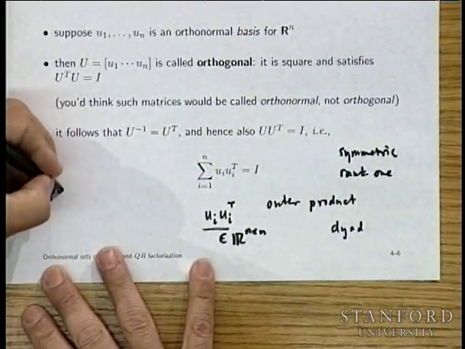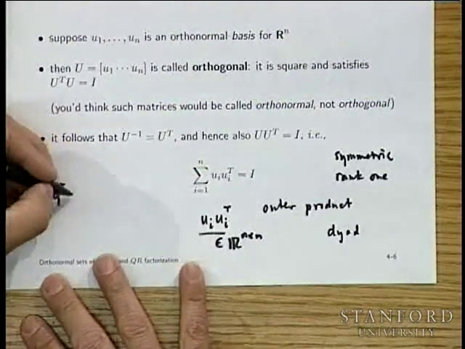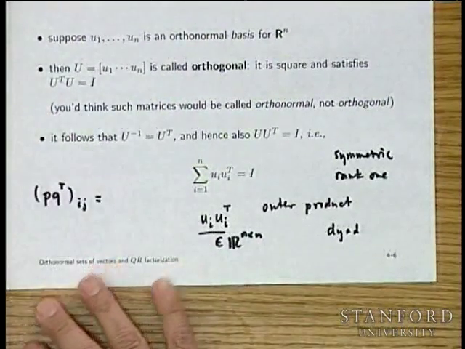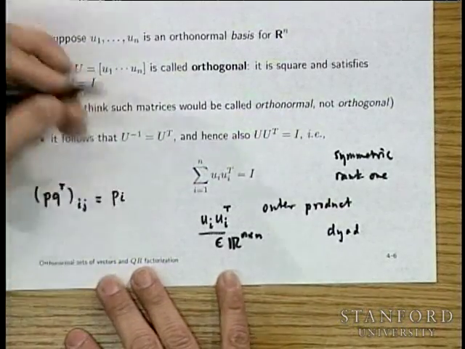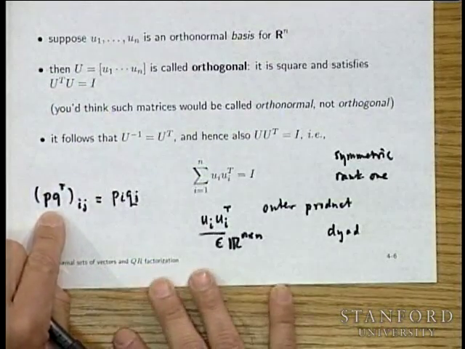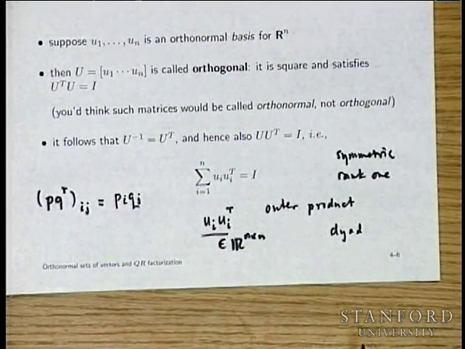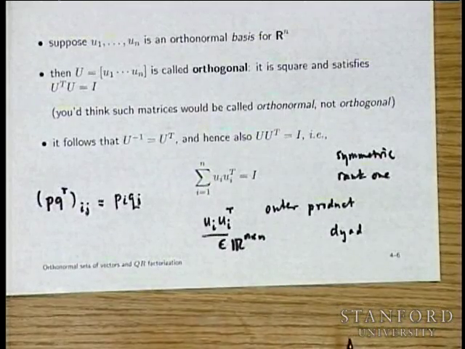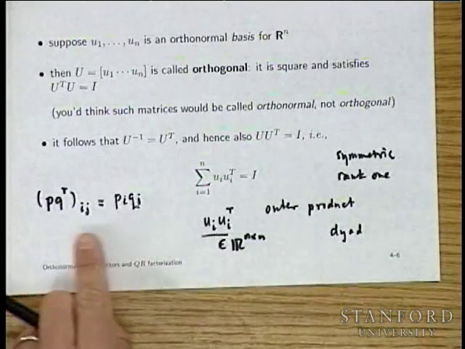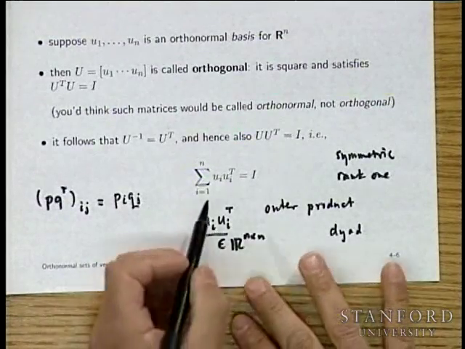By the way, if you have PQ transpose where P and Q are vectors, what is the ij entry of this? Yeah, it's P_i Q_j. So basically what the outer product does is it takes two vectors, possibly of different sizes, and simply forms all possible products of one entry of one with an entry of the other, and stuffs it in a matrix. So that's what PQ transpose is. Okay. All right, back to our main story.